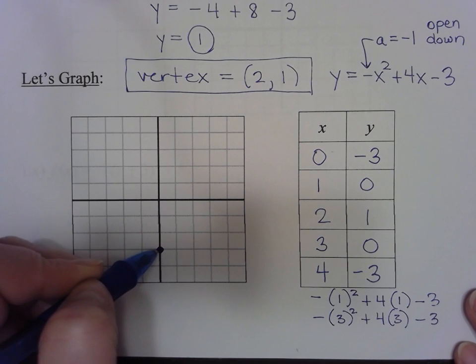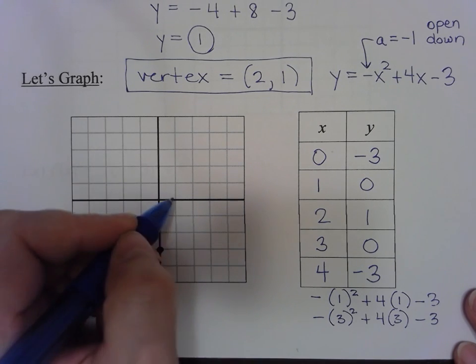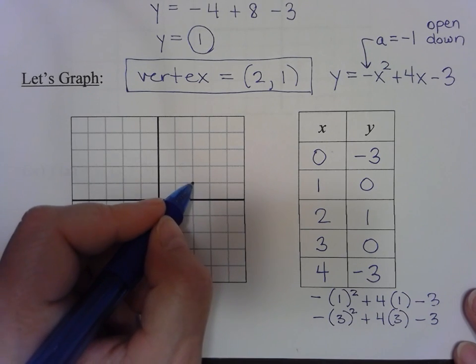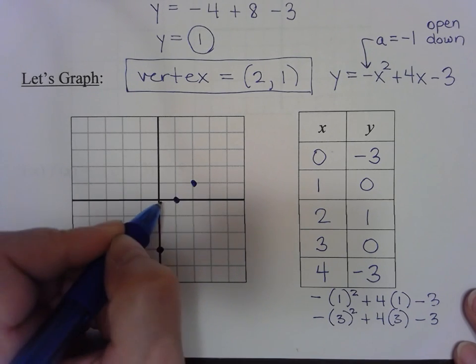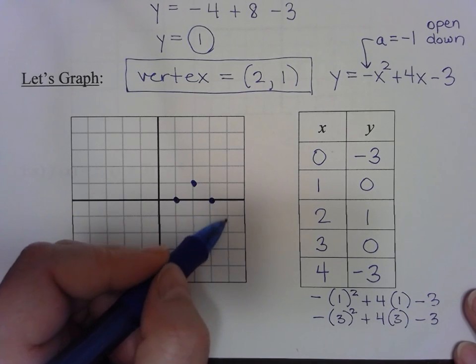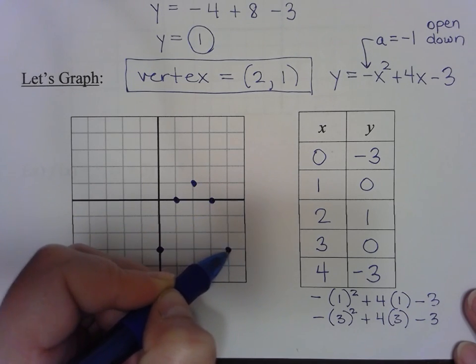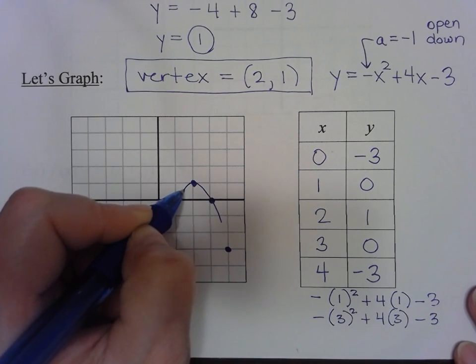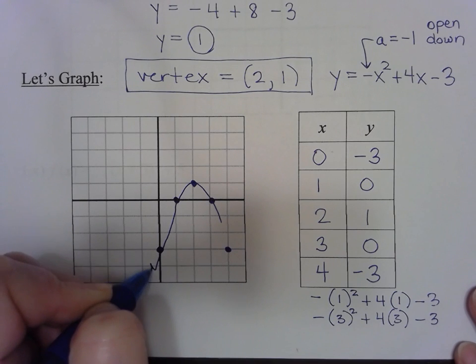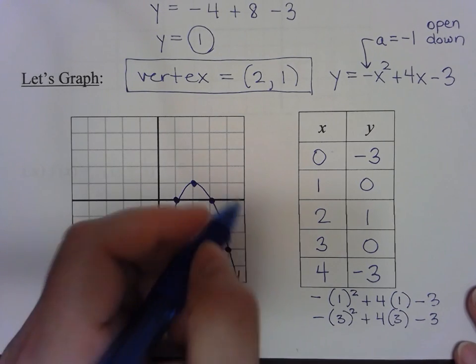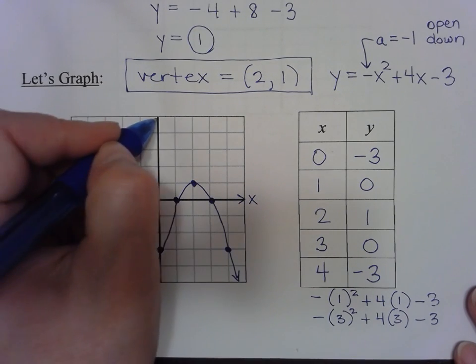So (0, -3), (1, 0), (2, 1), (3, 0), and then (4, -3). It's opening down, which makes sense with all the points we have right here. And I have the same shape, that same parabola, it's just moved to a different place on the grid.